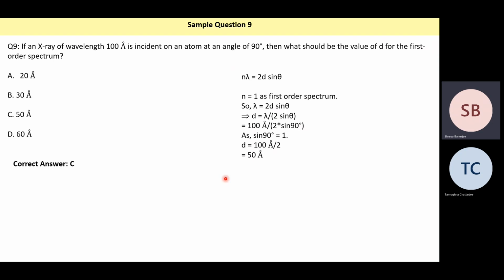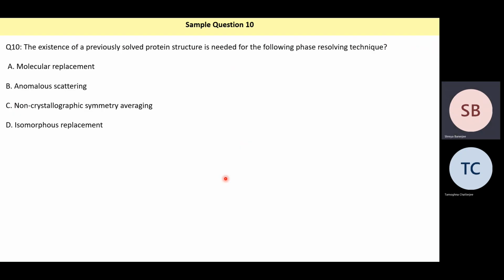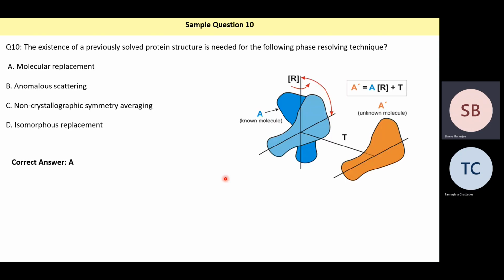The next is that the existence of a previously solved protein structure is needed for the following phase resolving technique. Molecular replacement. Yeah, you are correct. So the principle of molecular replacement, as we discussed, is that you have a known protein structure and you superimpose the unknown protein structure and you find out what is the difference in rotation and the difference in translation. So using that, you can find out the phase of the unknown protein structure.